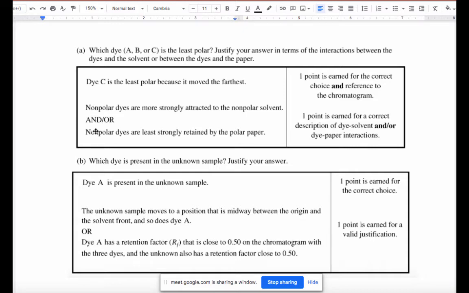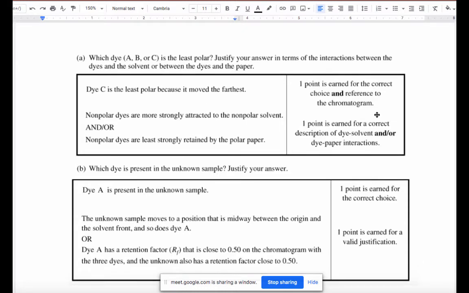So either one of those explanations, but notice it says "and/or," so you have to have one of these talking about the dye's interactions with either the solvent or the paper. And then part B, which dye is present in the unknown sample, justify your answer. You got 1 point for saying dye A is the unknown in the sample, and then it says justify your answer, so the second point came from the justification.